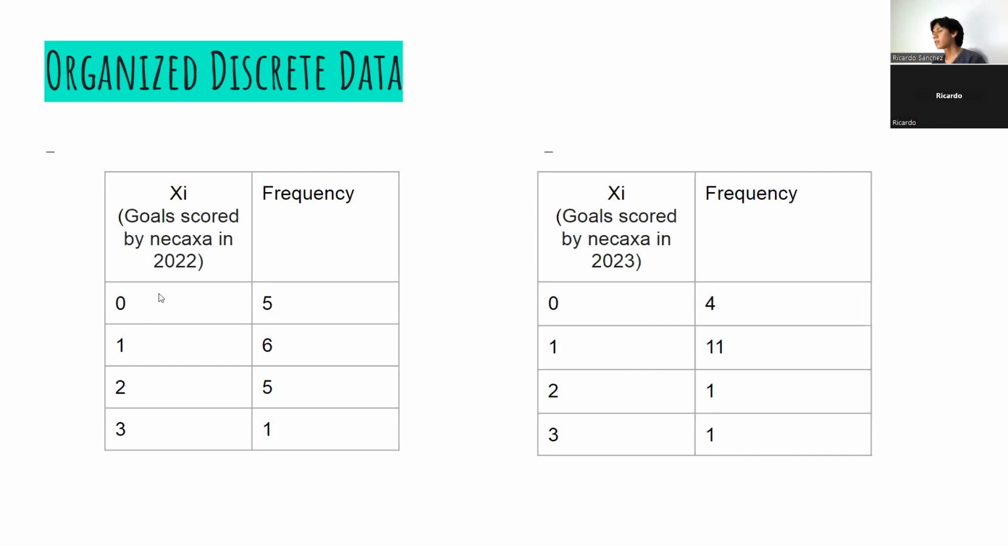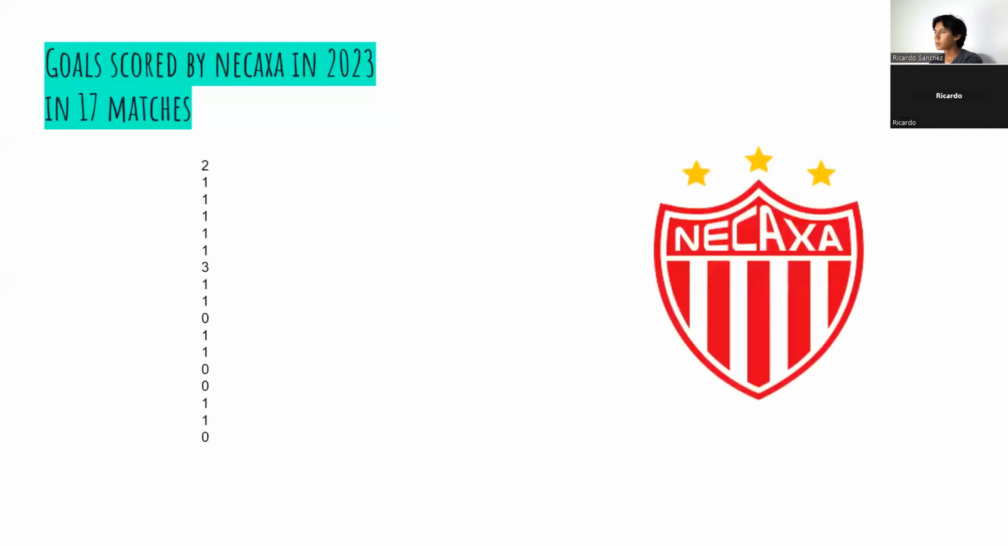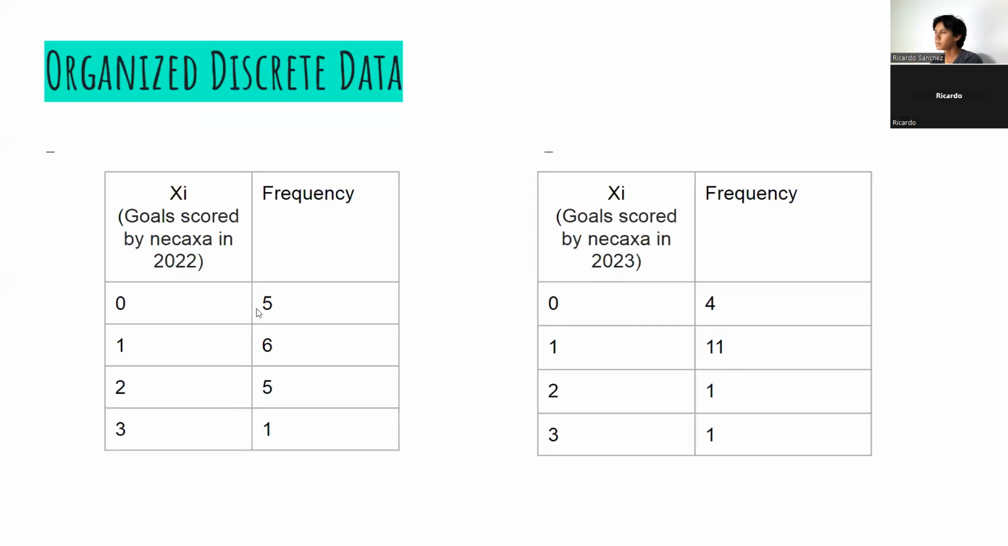Well, in this table, I put the only values that are there, because we only have 0, 1, 2, and 3. Then in the frequency, I put the number of times that value repeats, and the same in the other graph, 2022 and 2023.